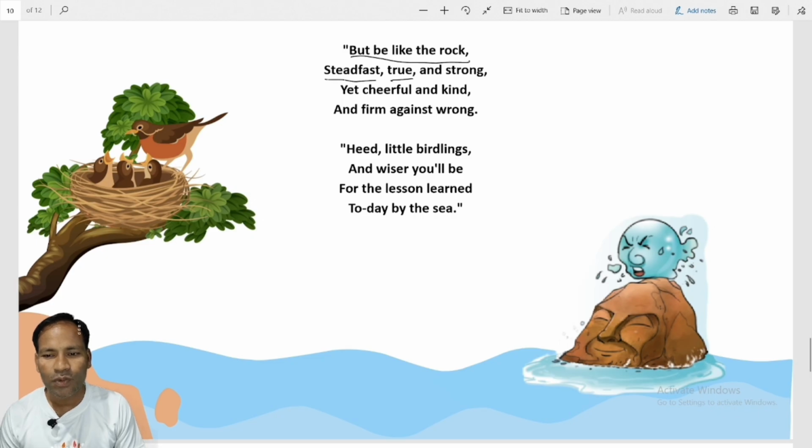Steadfast, true and strong. Steadfast means always standing with pride, or we can say with self esteem. True, with the truthful. It is said that truth is God, so with truth, I am ready to go even to hell for a heavenly cause, or truth I am ready to go. It's the importance of truth we know. So we must be steadfast, true and strong. We should be truthful and remain strong. And steadfast, firm against strong, yet cheerful and kind. Along with that we should also be cheerful and kind.